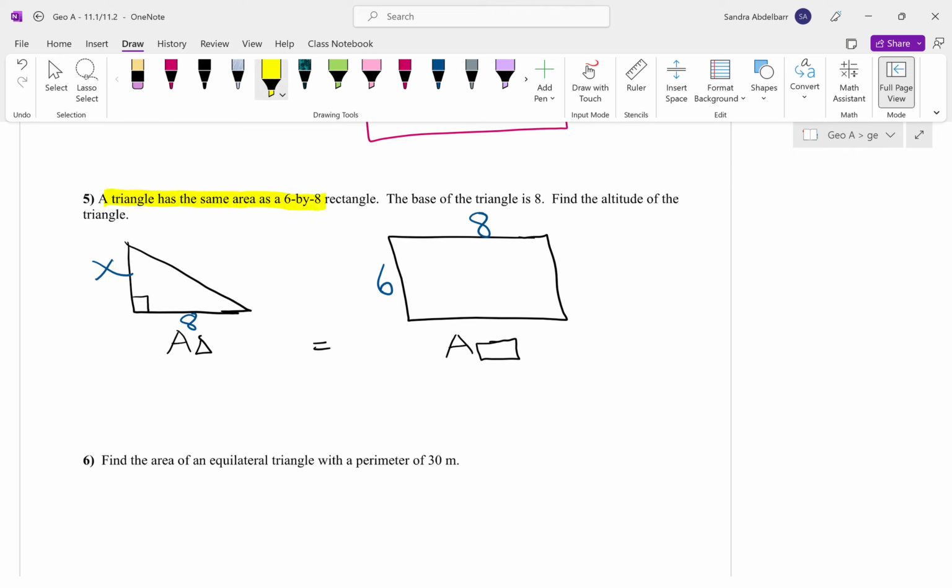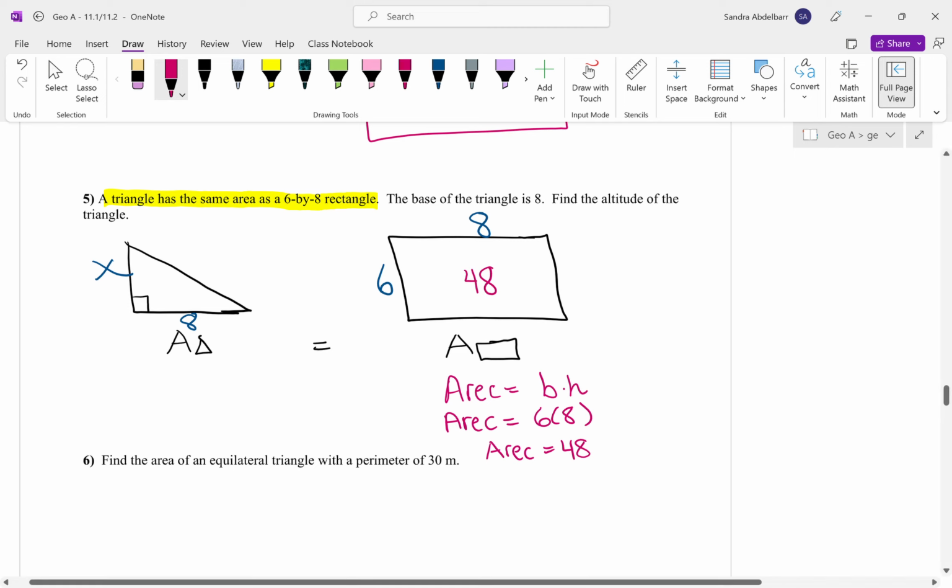All right, go back. The area of a triangle is the same as a 6 by 8 rectangle. Where do you think I should start? Maya? Exactly. We are going to find the area of the rectangle since they're the same. The area of a rectangle is base times height. So the area of this rectangle is 6 times 8, which is 48.